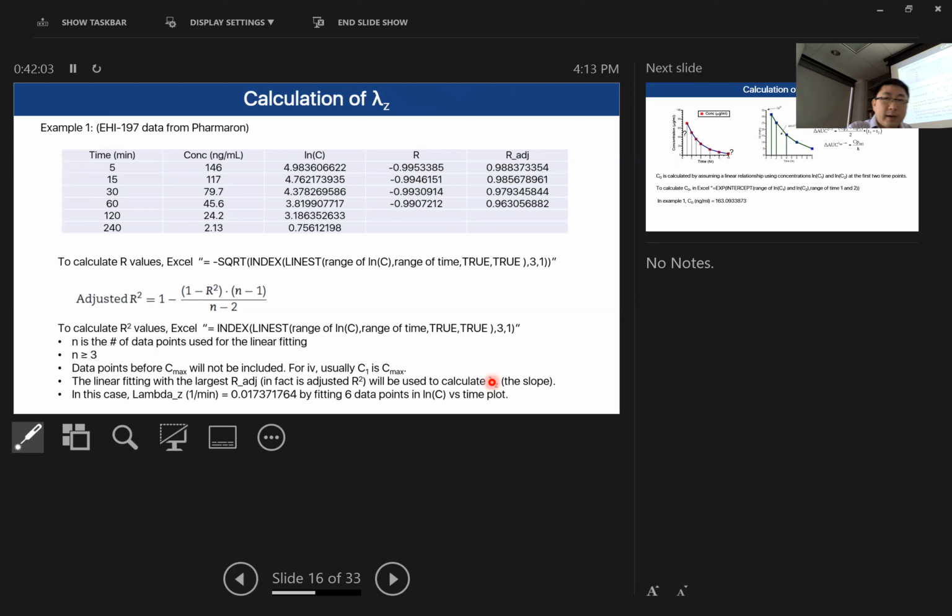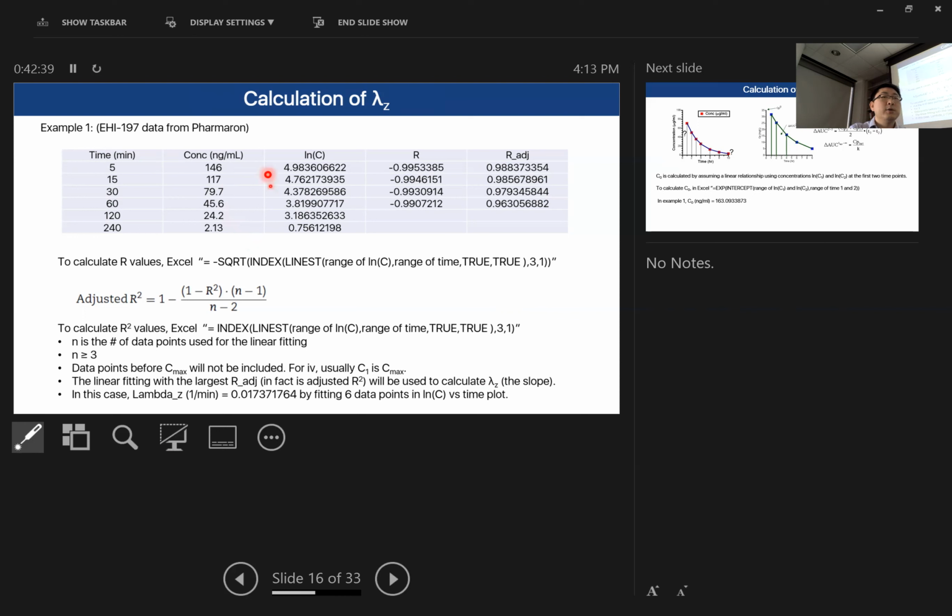This is actually example data I have from EHI 197, the data we got from Pharmaron. When you do a PK experiment, you will know the time and the concentration, like nanogram per ml or whatever. I will show you there's a software or Excel plugin called PK Solver. That's the thing I always use to calculate these parameters, but I'm showing you how to calculate these by hand.